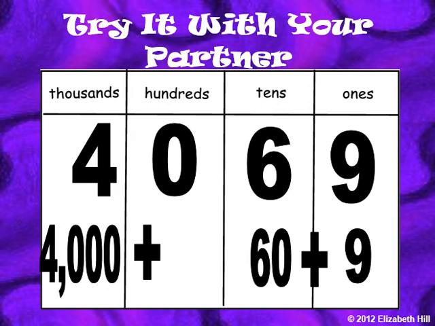Now, when you're working with these numbers and you have a 0 in your digit, as we do in this one, 4,069, we have 4,000, we have 60, and we have 9. If you notice, there's nothing under the 0. You do not have to write the 0 in your expanded number.